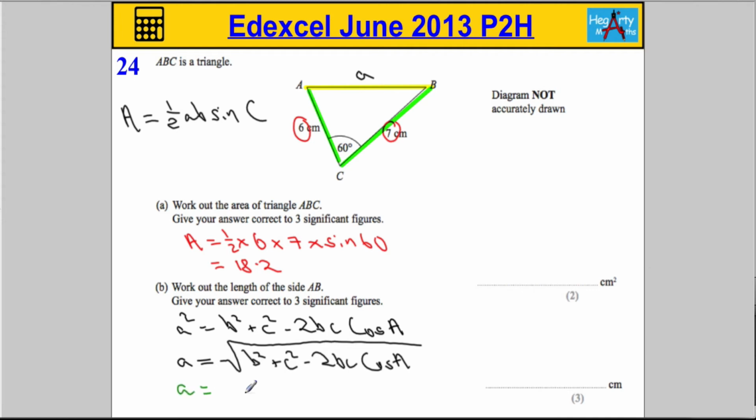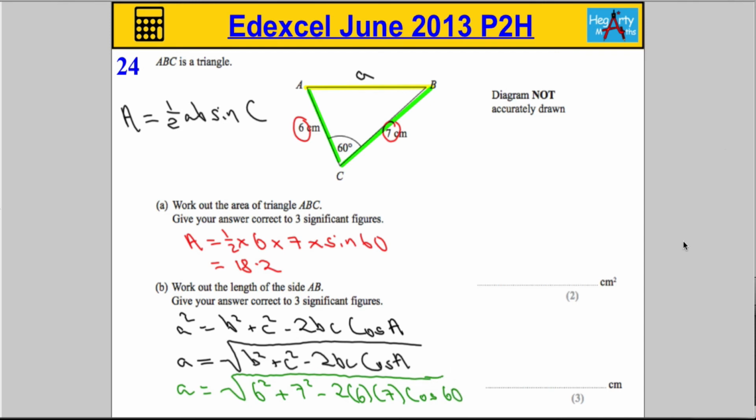And now I'm going to substitute the values in. So a is going to be found by doing the square root of all of this stuff here. b and c are just the two sides trapped between the angle. So I'm going to say b is this 6 here. So 6 squared plus 7 squared minus 2 times 6 times 7 times cosine of the angle, which in this case is 60 degrees.